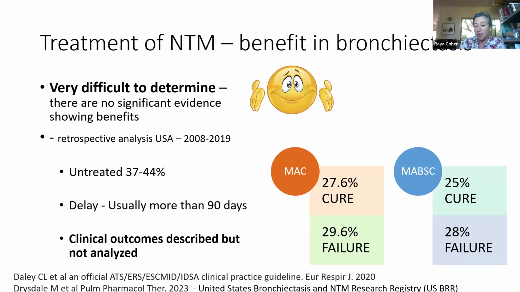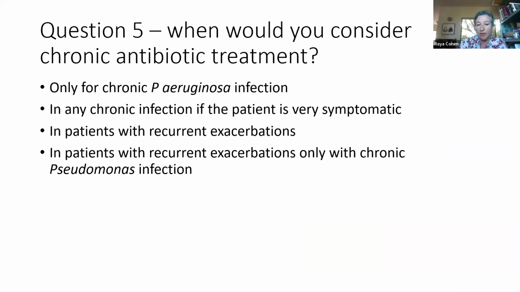The clinical outcomes were described, but it wasn't a large enough cohort, and they didn't analyze statistically if the clinical outcomes were better with treatment or not. And regarding the microbiology results, in MAC, 27% of patients had cure, but 29% had failure of treatment. So they didn't eradicate their MAC. And in Mycobacterium abscessus, numbers are more or less the same. So we see it's really difficult to treat NTM.